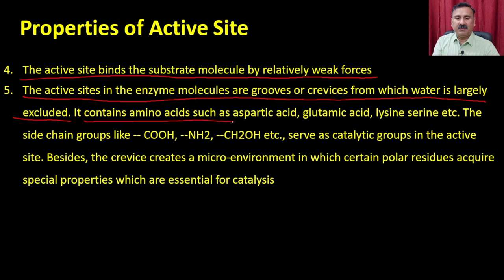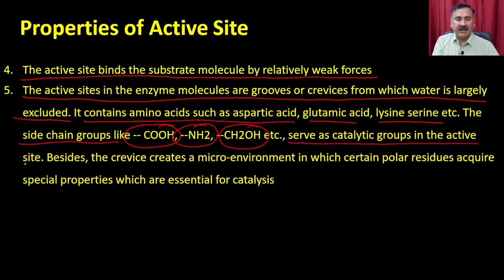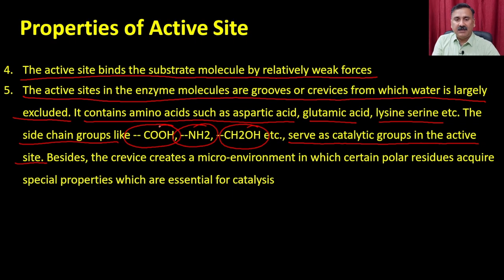It contains amino acids such as aspartic acid, glutamic acid, lysine, serine, etc. The side chain groups like acid groups, amine groups, alcohol groups, etc. serve as the catalytic groups in the active site. Many of these groups facilitate the extraction of protons or electrons, or the exchange of electrons from the substrate to the product, because you know that the substrate is getting converted into the product simply by breakage of some bonds and the formation of a few bonds, right? So that is the purpose of having these functional groups.